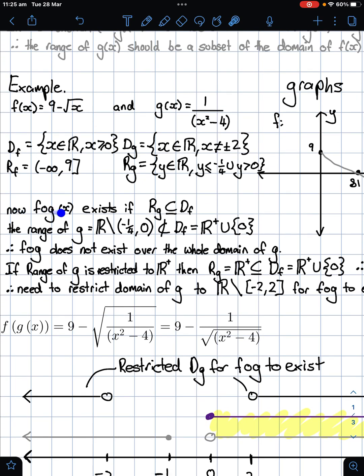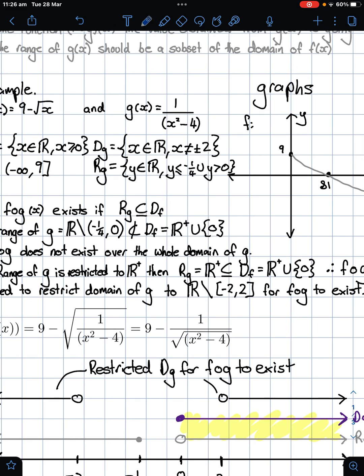Now, for f of g to exist, we need the range of g to be a subset of the domain of f. So at the moment, the range of g equals all real numbers except for the interval between -1/4 and 0. And I have stuffed that up. That should be, let me change to a black, that should be a square bracket there, because 0 is excluded.